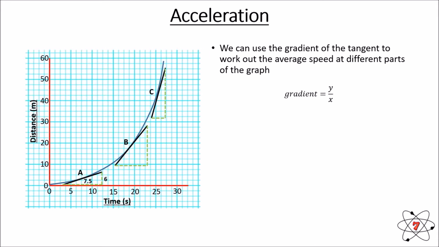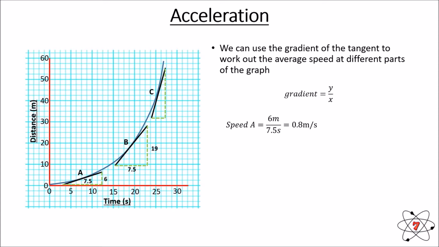If we draw a triangle at point A, we can see that 7.5 seconds passes and the object moves 6 meters. So the speed at A is 6 meters divided by 7.5 seconds, which gives us 0.8 meters per second. We can do the same thing at B.